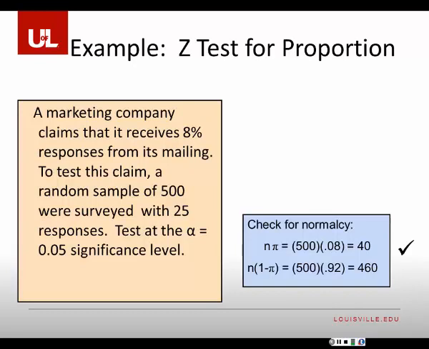So we take the 500 and multiply it times the proportion of 8%. When we do that, we pass the upper bound test, where we just have to be greater than 5. We get 40 here. And we pass the lower bound test, taking 1 minus pi and multiplying times 500. So we're good. We can use this as an approximation.